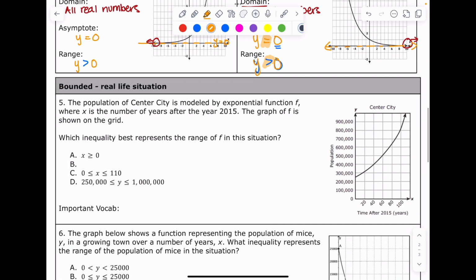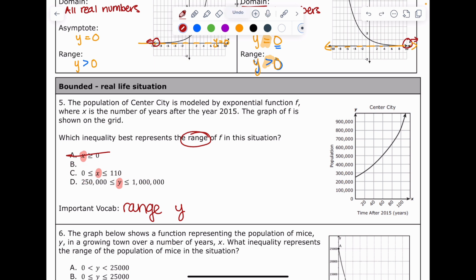So let's look at some real-world life situations. The population of Center City is modeled by the exponential function f, where x is the number of years after the year 2015. The graph of f is shown on the grid. Which inequality best represents the range of f in the situation? My important word is range. Range means y value. So when I'm looking at my answers, I need to see which one has y. So it's not going to be A, not B, not C, and D is incorrect.